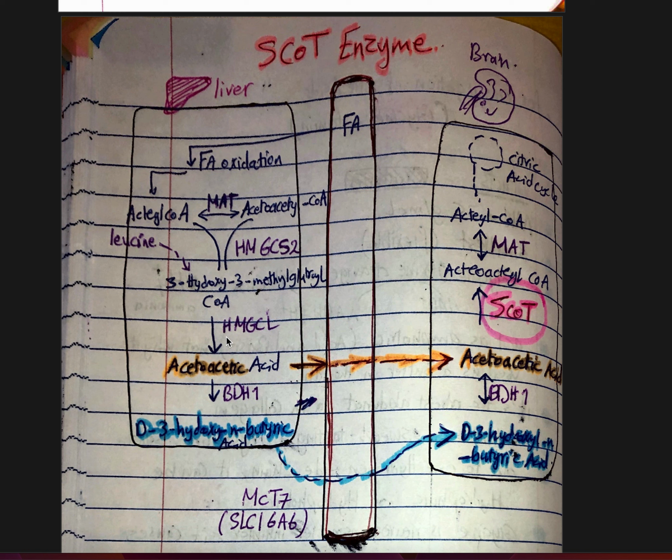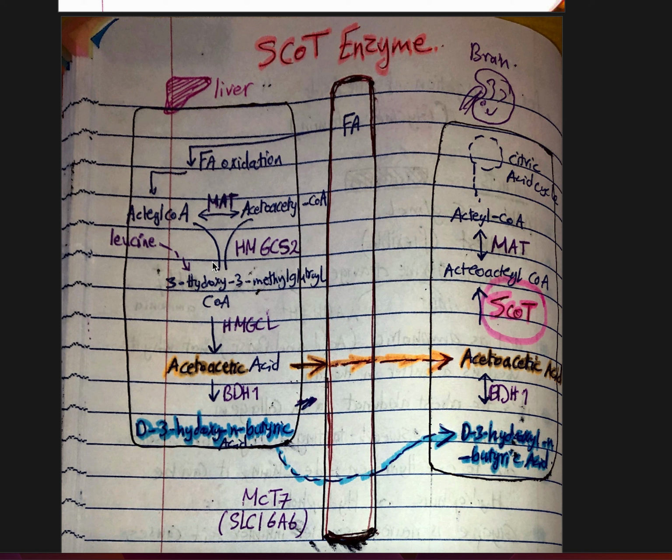And now we talk about the SCOT enzyme. As you can see here, we wanted to know what is happening to the SCOT enzyme. We have free fatty acids present in the blood, and these free fatty acids go inside the liver, and then free fatty acid oxidation happens. The fatty acid oxidation leads to acetyl coenzyme A, and the acetyl coenzyme A combines with another acetyl coenzyme A, and we just described that.